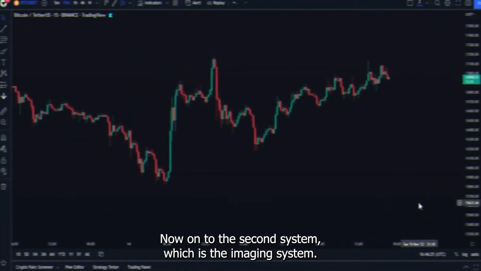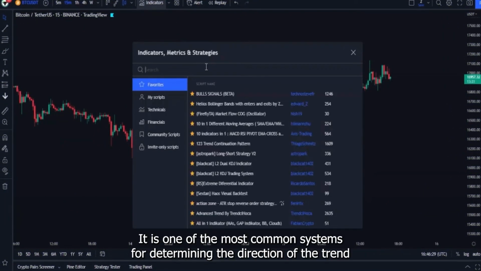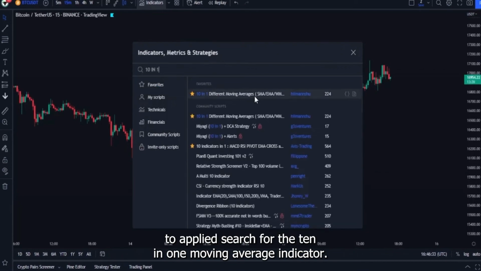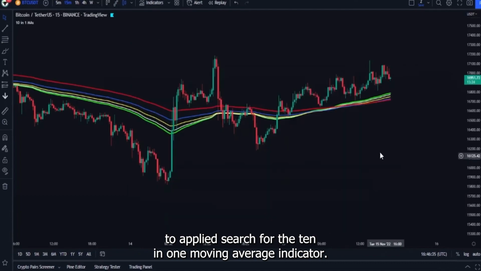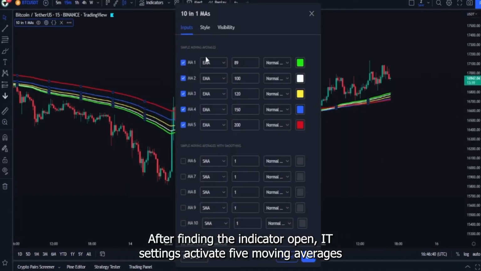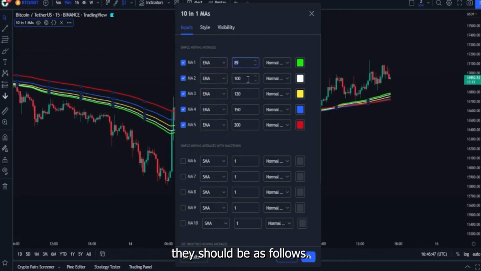Now on to the second system, which is the imaging system. It is one of the most common systems for determining the direction of the trend. To apply it, search for the 10-in-1 moving average indicator. After finding the indicator, open its settings, activate 5 moving averages, and from the drop-down list, make sure to choose the EMA indicator for each one, and for the values, they should be as follows: 89, 100, 120, 150, 200.